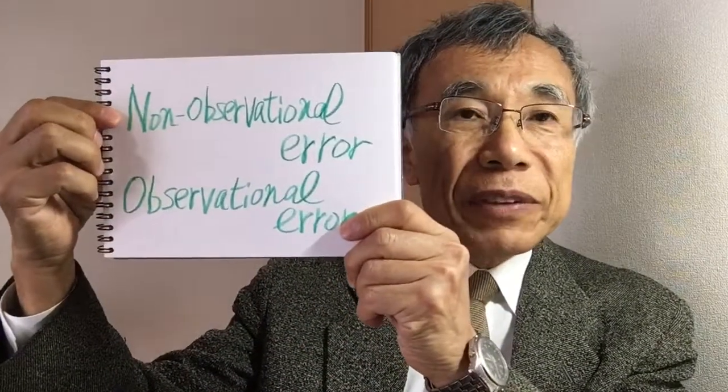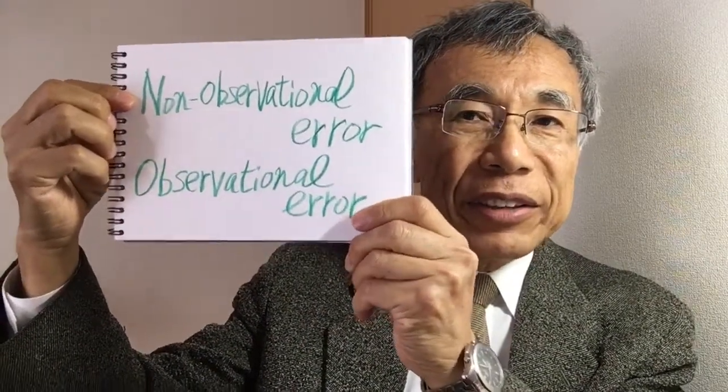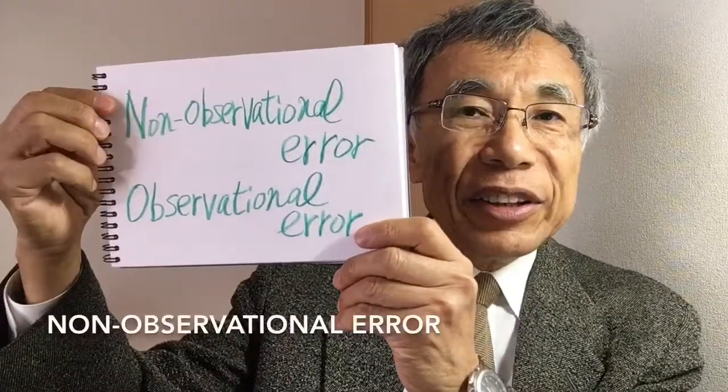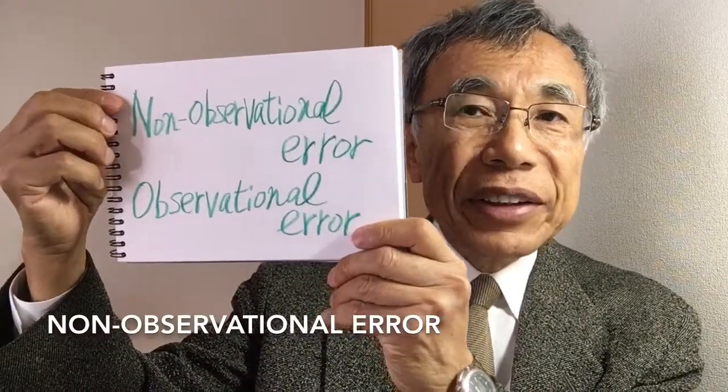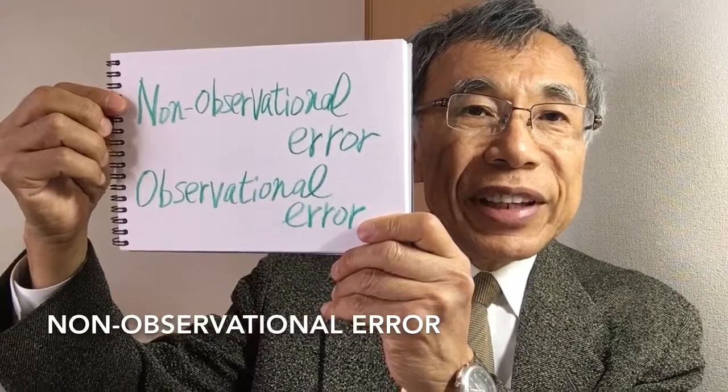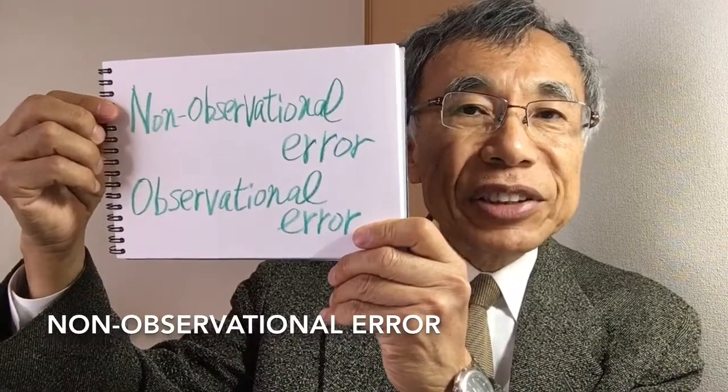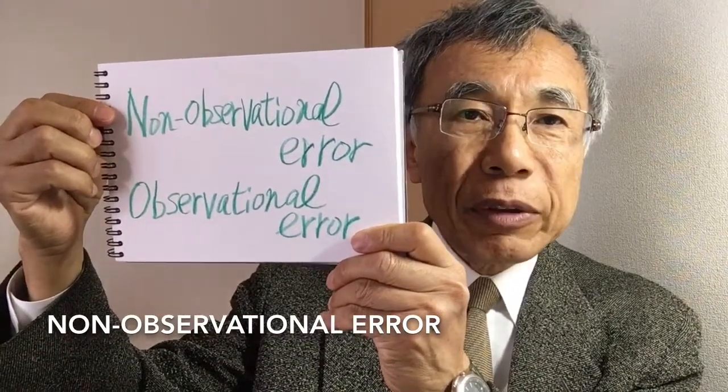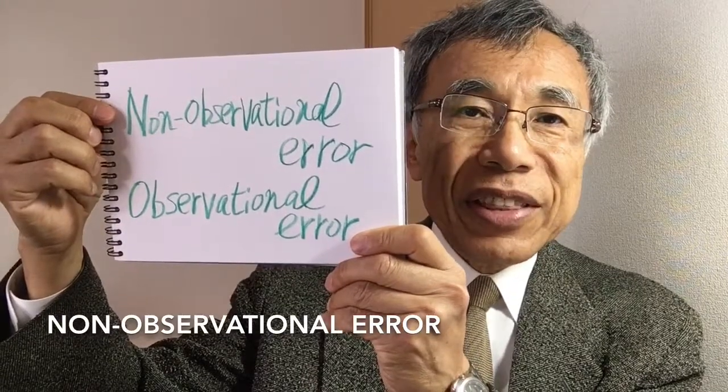Sources of bias include the following two: non-observational error and observational error. In non-observational error, individuals in the target population are systematically excluded from the sample, such as in the example above.